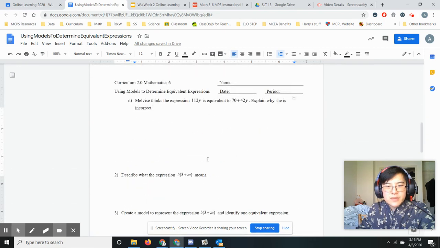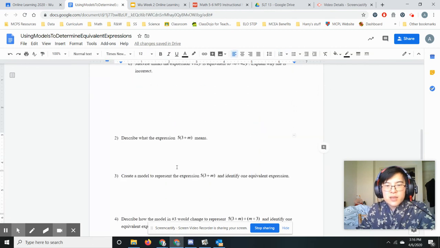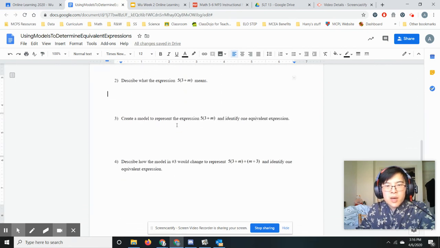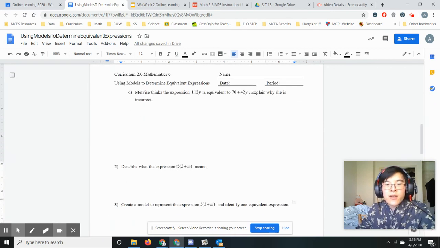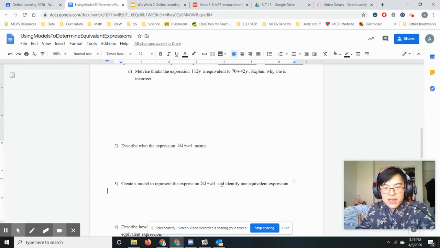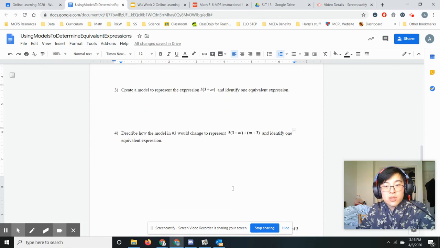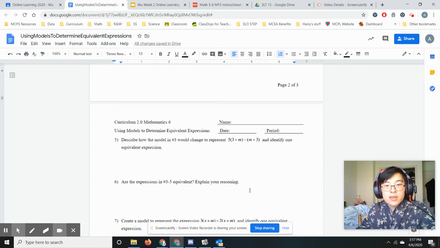So think about this. What do you think this means? Draw a picture. You can do the area, it doesn't matter. Create a model to represent this. You can create another area model. What does this mean? I have 5 times whatever's inside. Think about that and describe how the model in 3 would represent this plus this. How might I change it? Could I add something to it? It's interesting, I like this question. Oh, there's more. Wow. Well, anyway, this is a little bit longer. Try your best.